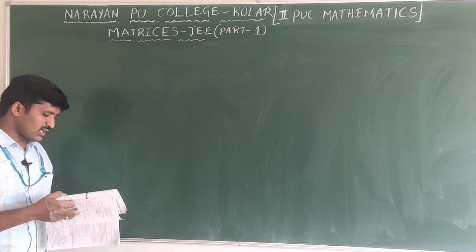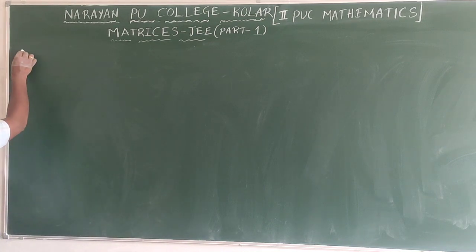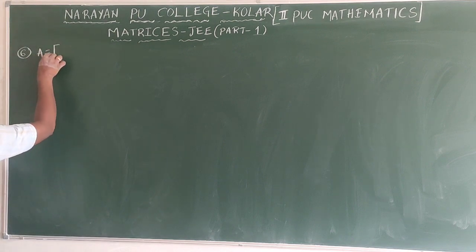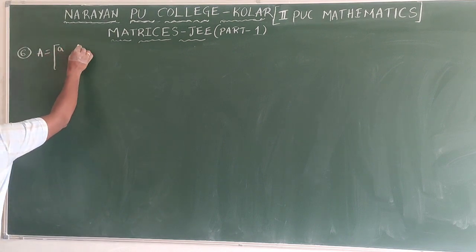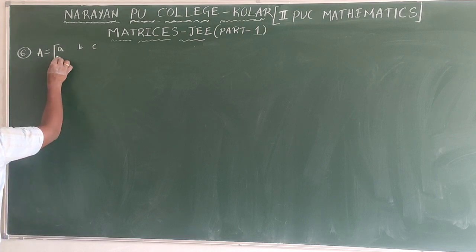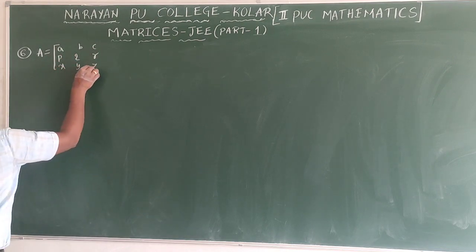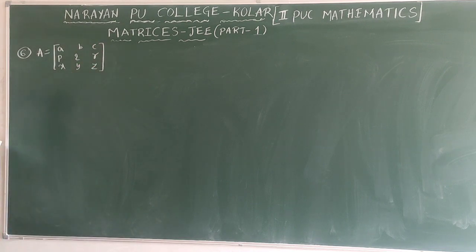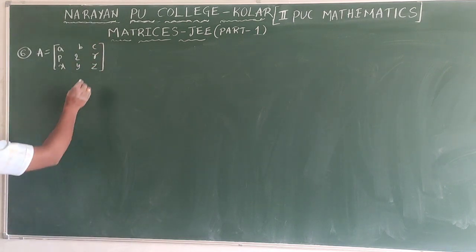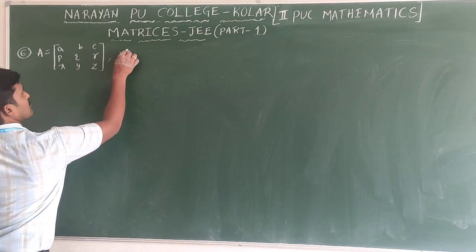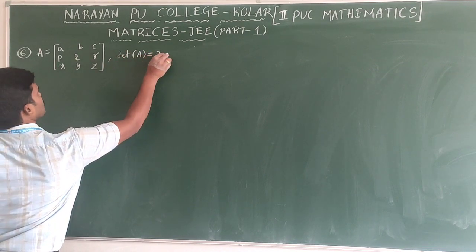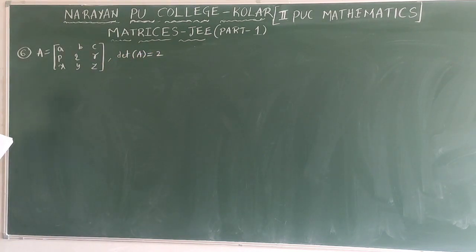Next, sixth one, question number 6. The given matrix A has first row a, b, c, second row p, q, r, third row x, y, z. And the given det A equals 2, then we need to find det B. They have given the B matrix like this.